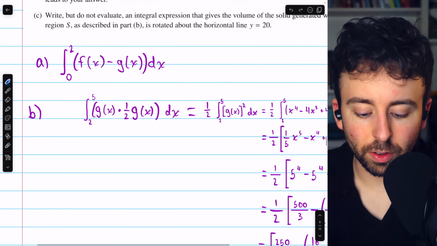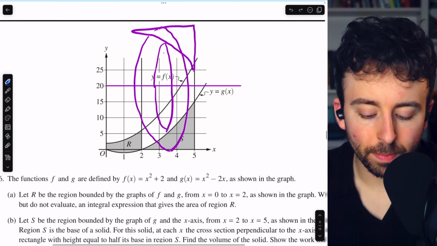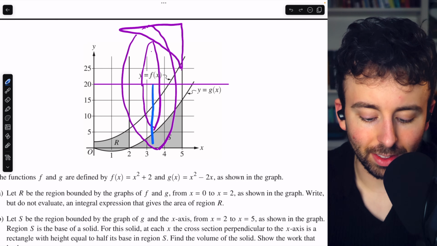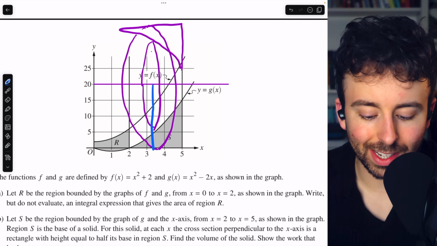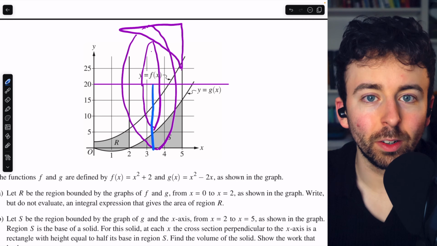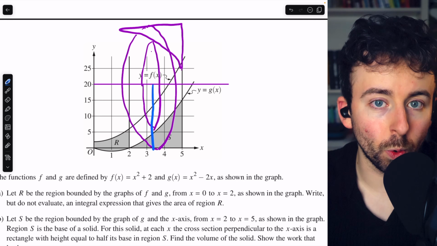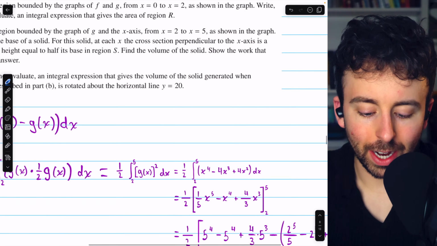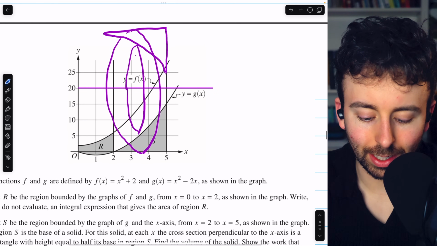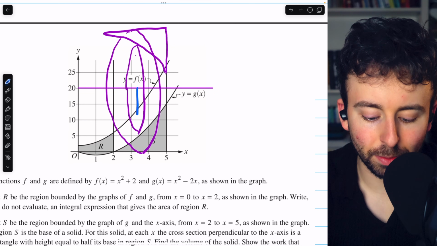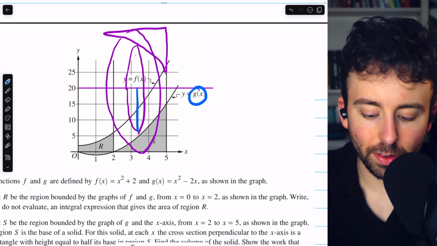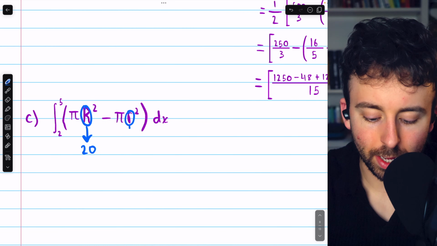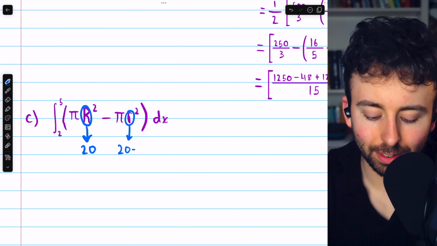Coming up to the sketch to figure out what these radii would be, the radius of the big circle would look like this, just the distance between y equals 20 and the x-axis, which is always just 20. So the big radius, that's 20. Now what about the little radius? Well, that would look like this. It's the distance between y equals 20 and g of x. So that little radius, r, is just going to be 20 minus g of x.